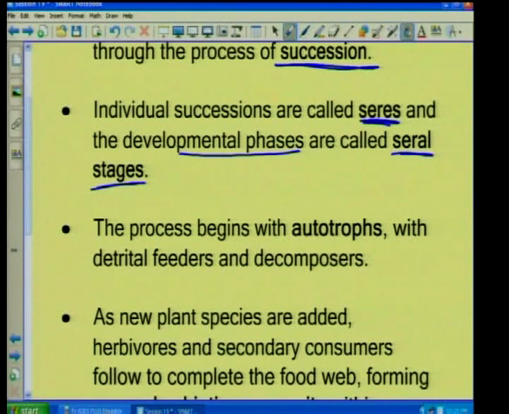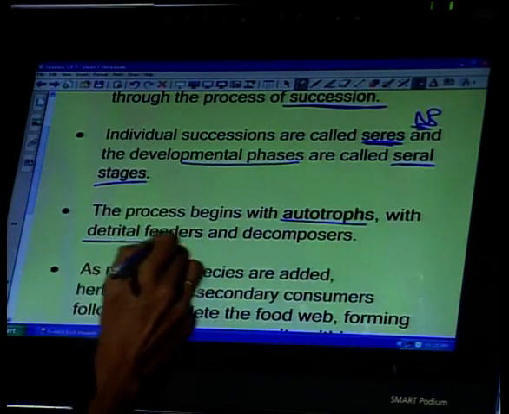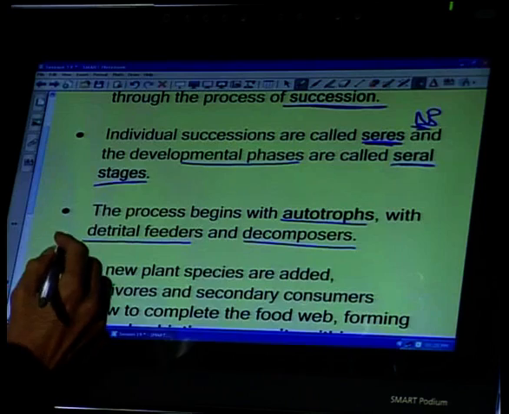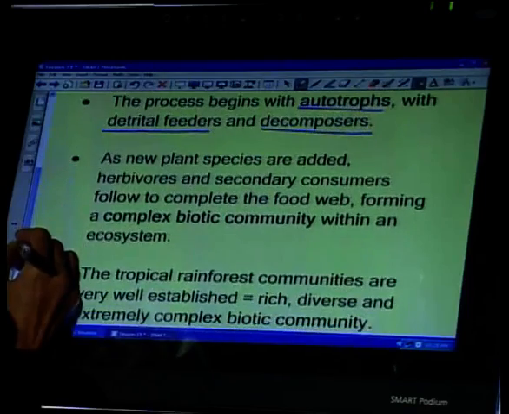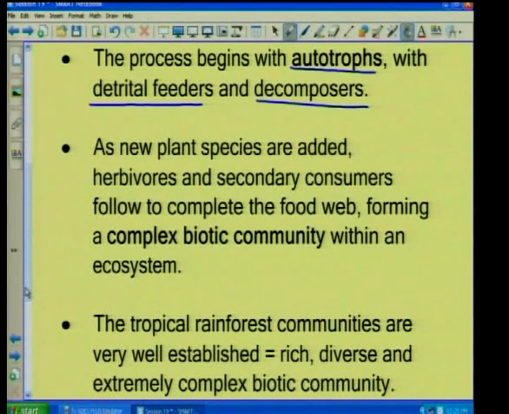You must know this. This is important. And I would ask it to you in multi-choices or in long questions. Now, the process begins with autotrophs. Those are your plants, and with your detrital feeders and your decomposers. These are your worms, woodworms and wood lice and things like that. Okay? A new plant species is added. Herbivores, secondary consumers follow to complete the food web, okay, forming a complex biotic community.